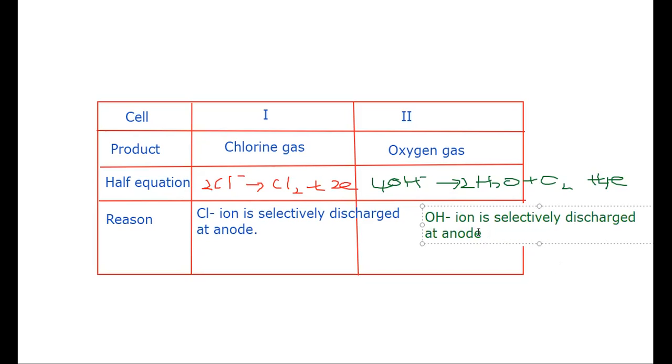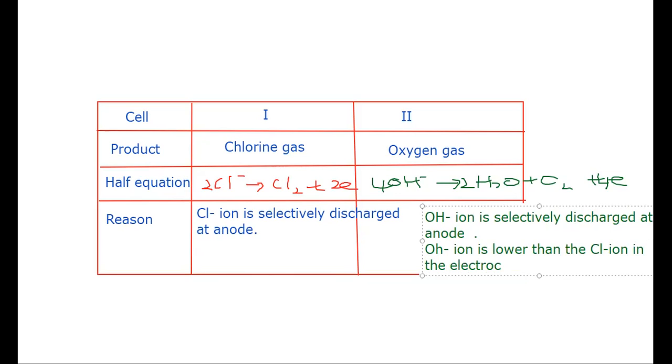Why is it selectively discharged at anode? Okay. Now we continue. What is the reason? Here for this case in set 2, you are going to say that hydroxide ion is lower than the chloride ion in the electrochemical series. Okay. Please remember to spell out the electrochemical series. This is the answer for set 2.